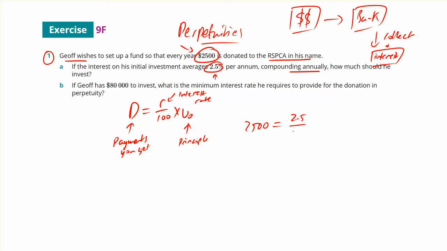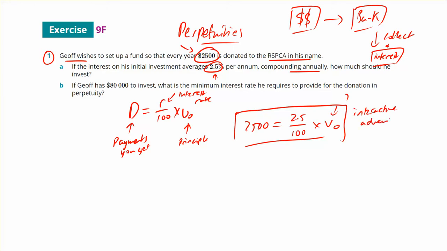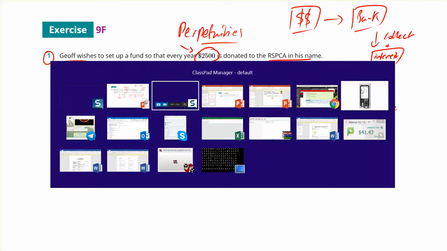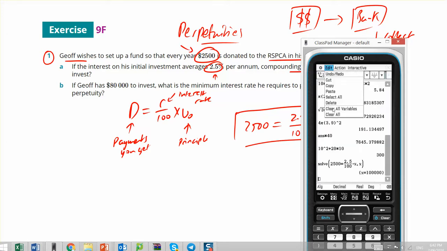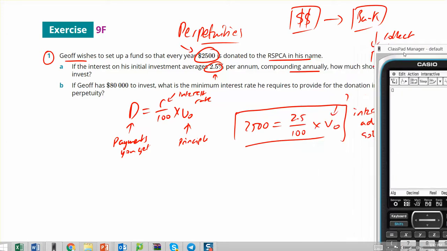My V0, I need to find out, because I don't know what that is. So we're going to use the normal solver, not Finance Solver. Interactive, Advanced, Interactive and Solve. Alright, so let's go. We'll go to main, I'll clear this, and let's get going.